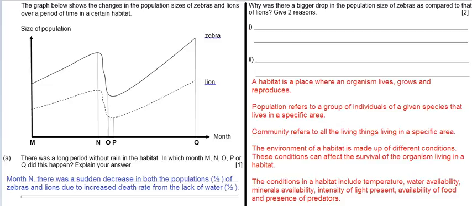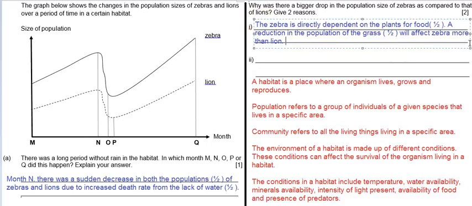So reason number one that you can give for this question is that the zebra is directly dependent on the plants for food. So when there's a reduction in the population of grass, it will affect the zebras more than the lions. So this is one good answer, because as the plants die, the zebra is directly affected.